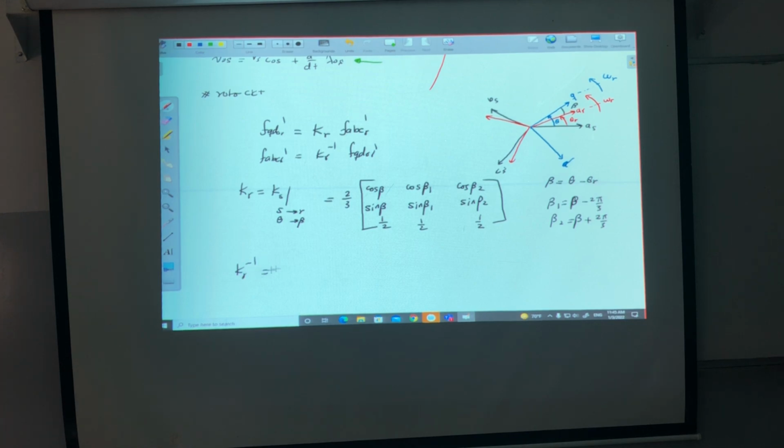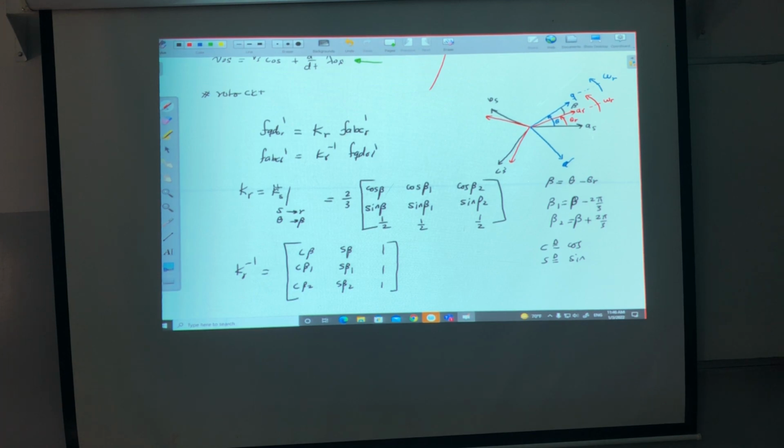So what about the inverse? KR inverse will equal, it's almost like the transpose, right? So it will be C beta, C beta 1, C beta 2, S beta, S beta 1, S beta 2, 1, 1 and 1. Sometimes I will use C for the cosine and S for the sine. Good.